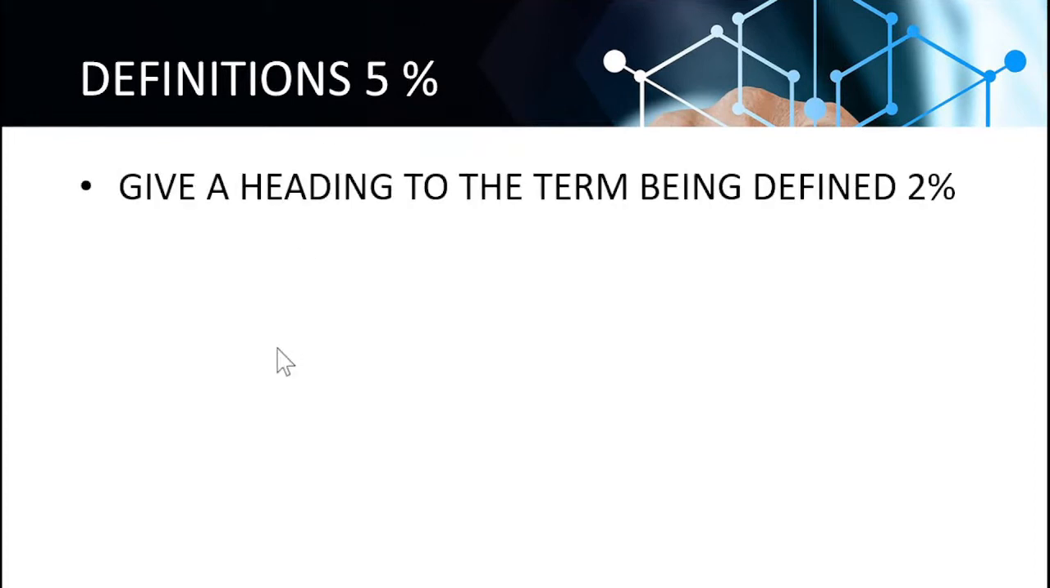The first thing is give a heading to the term being defined. By that I mean you're going to give your definition a heading. For example, if you've been asked to define a condition, firstly you give the definition a heading. For example, hemorrhoids, gastritis, peptic ulcer, whichever it is, give it a heading.